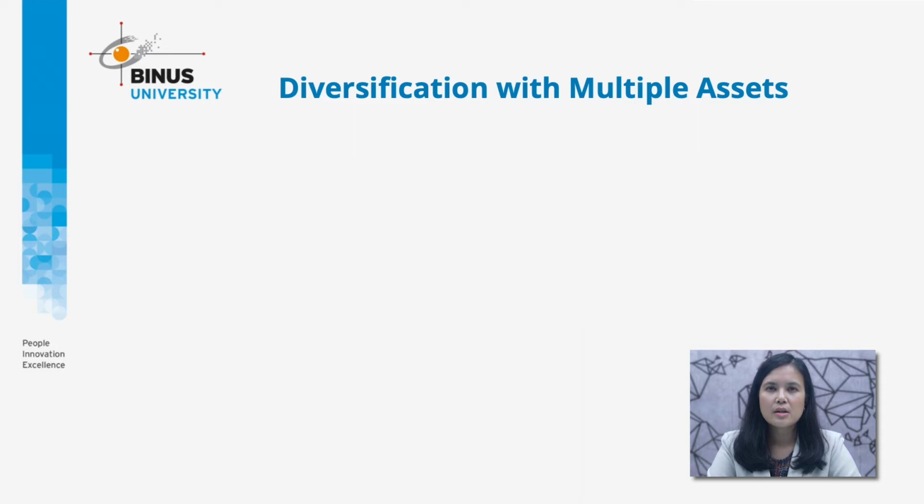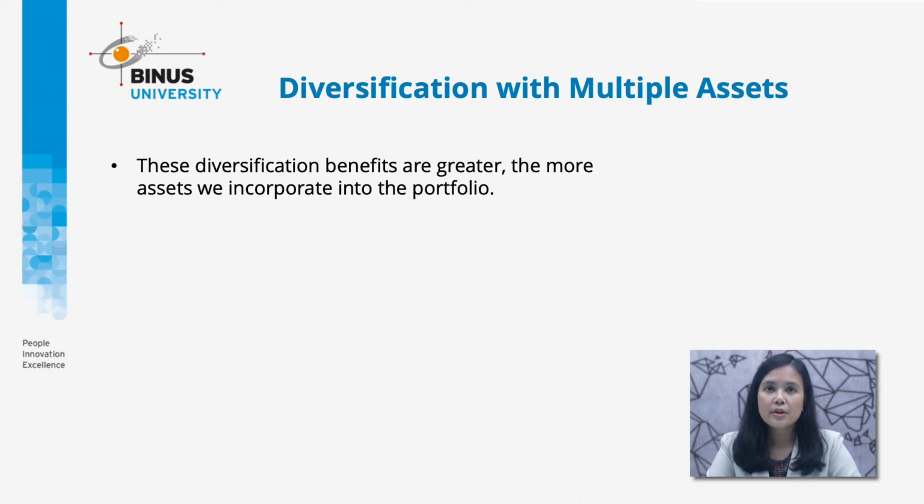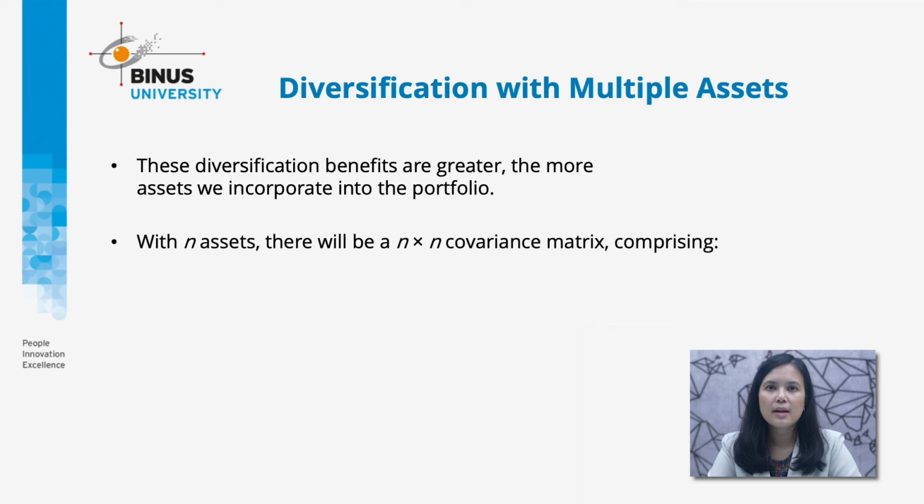Diversification can also be done with multiple assets. These diversification benefits are greater the more assets we incorporate into the portfolio. With n assets, there will be an n by n covariance matrix, comprising n variance terms.